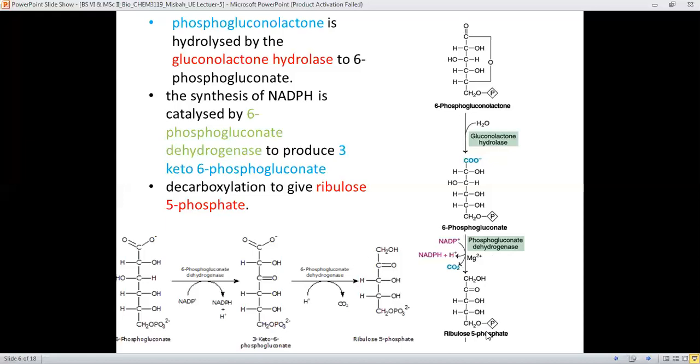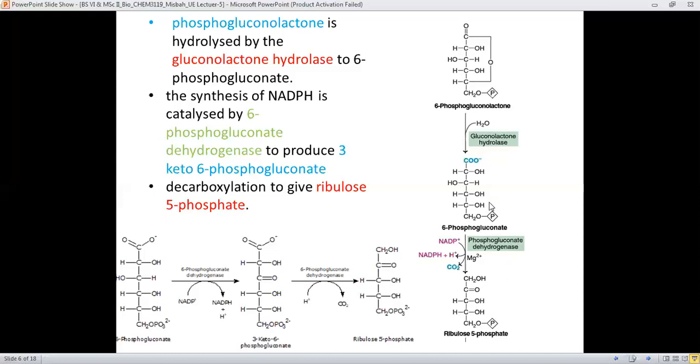For approaching this stage, there must be removal of carbon dioxide. Therefore, carbon dioxide is removed from position number 1, like this. The removal of this carbon dioxide results in the formation of a simple CH2, which I have shown over here and also over here. There is formation of ribulose 5-phosphate, which is definitely a compound with one carbon less than 6-phosphogluconate.